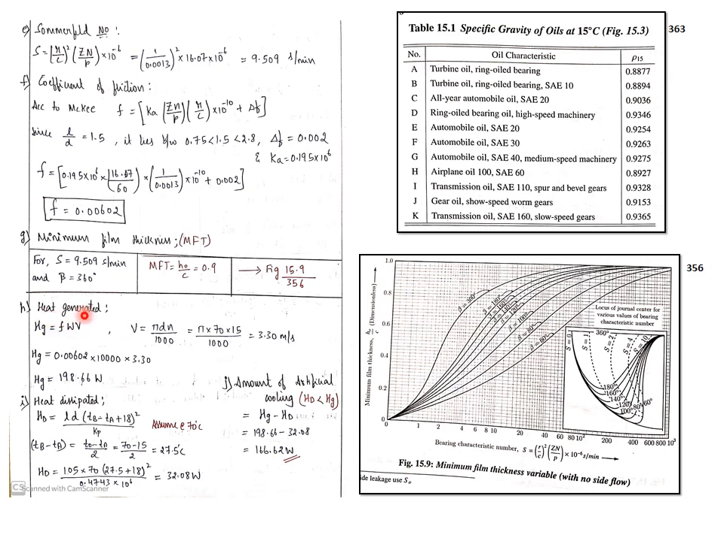The next step is heat generated. Hg is equal to FWV. V you can find from pi dN by 1000, that is 3.3. You know F, W and V, so you can substitute the values to get the value of Hg.